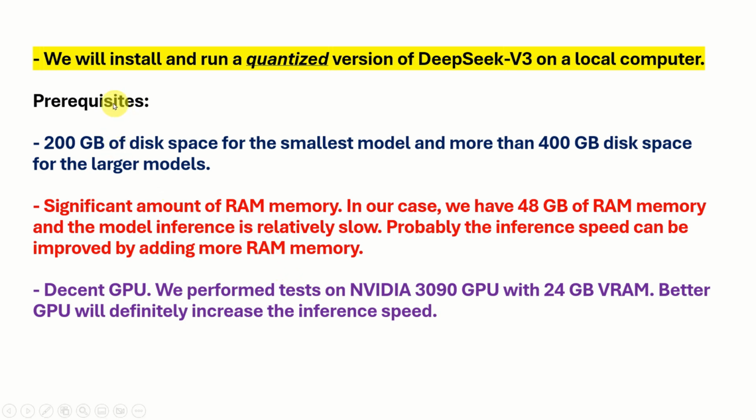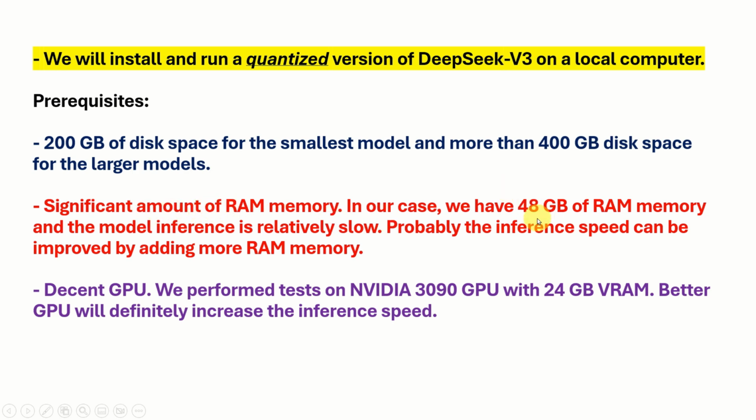Now, we will install and run a quantized version of DeepSeek-V3 on a local computer. So here are the main prerequisites. First of all, you will need around 200 gigabytes of disk space for the smallest model and more than 400 gigabytes of disk space for the larger model. Then you will need a significant amount of RAM memory.